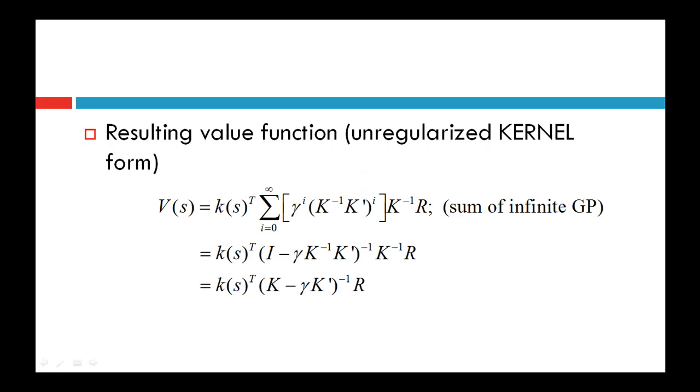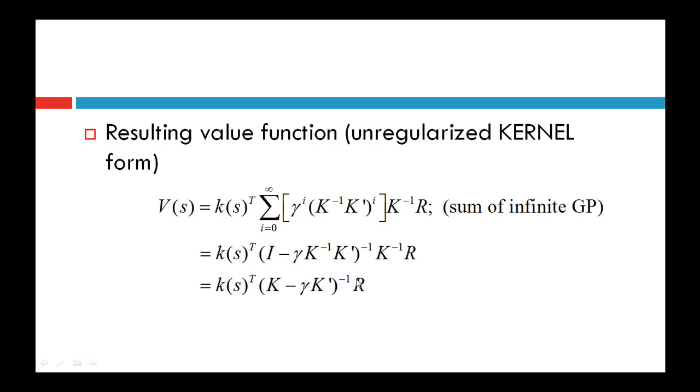So finally the value function is given as k of S transpose times the sum over i from 0 to infinity of gamma to the power i times (K inverse K prime) to the power i times K inverse R, and this is the sum of an infinite GP, or geometric progression, whose solution is given by k of S transpose times (I minus gamma times K inverse K prime) inverse times K inverse R, and moving this K inverse inside will give us this solution.